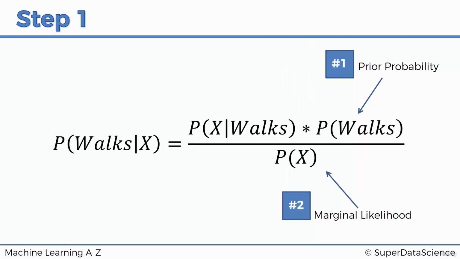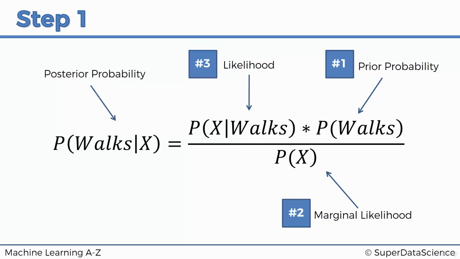And we're going to calculate that second. The third one is likelihood. That's just the names that they have, and we're going to calculate that third. And finally, what we're looking for is called the posterior probability. We're going to calculate that fourth. All right, so that's our plan of attack for step one. This is all still step one, to calculate the probability that somebody walks given those features X that we see in our new data point.